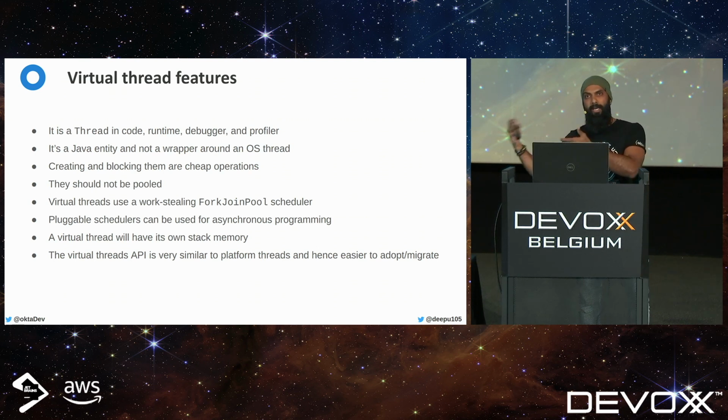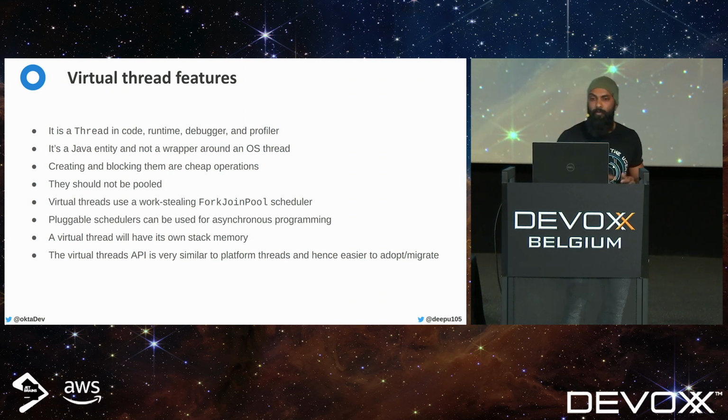There are plans to add more schedulers, but for now it uses the fork join pool scheduler. You can use other schedulers. I mean, schedulers are pluggable, of course. So that means you can use other schedulers to use virtual threads for asynchronous programming or other use cases. So that is a possibility, but by default it would be fork join pool.